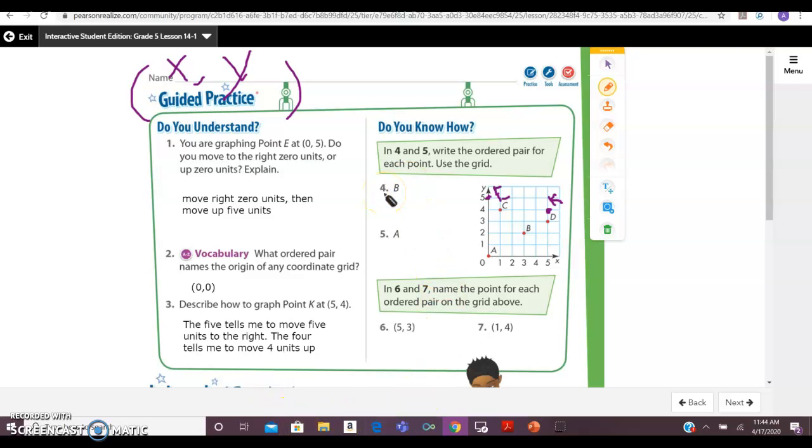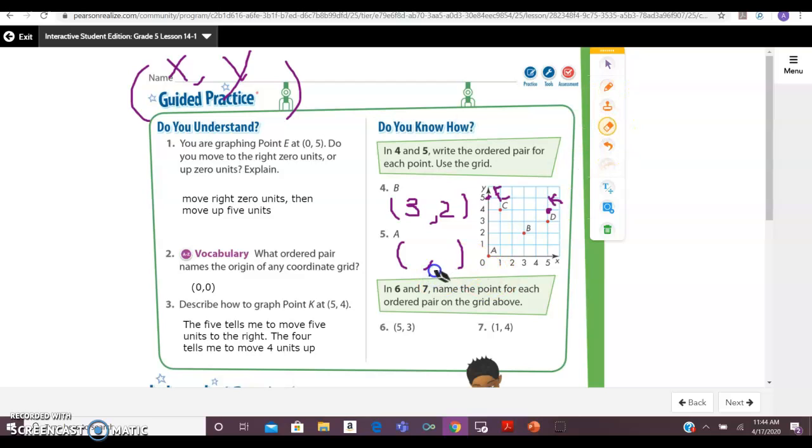Number 4 and 5, write the ordered pair for each point. Remember, ordered pairs, we're going to have parentheses and a comma separating. So B, let's find B. How far over did I have to go? Remember, we go over, then up. I had to go over 3 spaces and up 2. So my ordered pair is 3, 2. What about A?